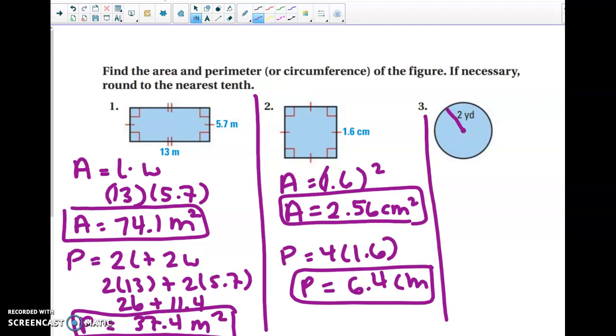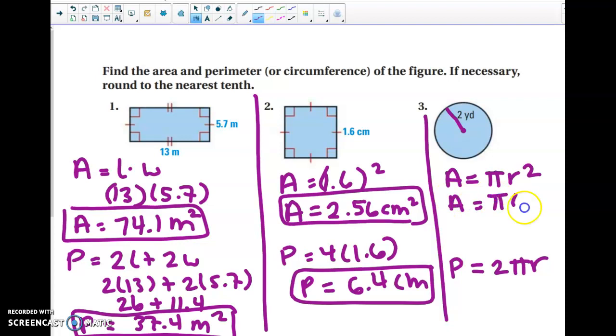So we're going to use our equations for area is pi times radius squared, and perimeter is 2 pi r. Keep pi in your answer. So for this, area is pi times 2 squared. So pi times 4. We don't write it like that. We write pi after our coefficient. So area is 4 pi yards squared.